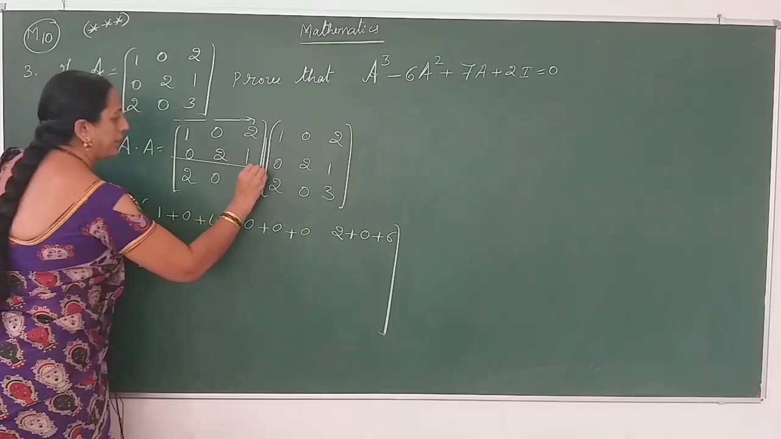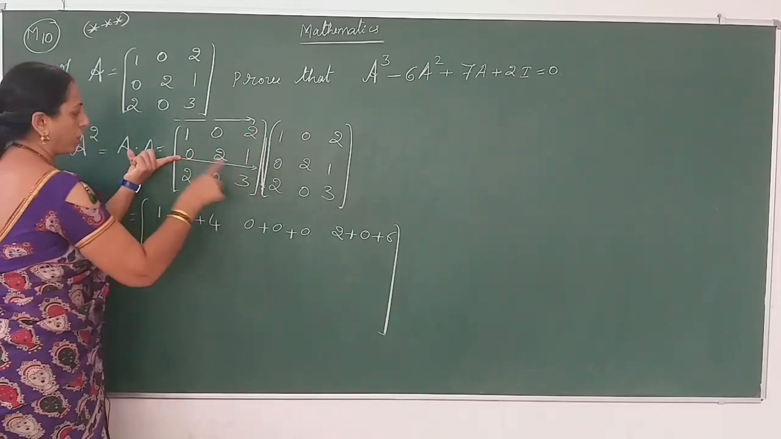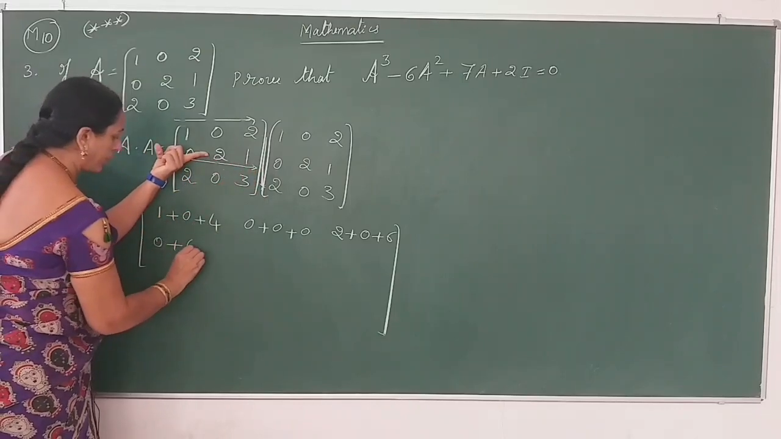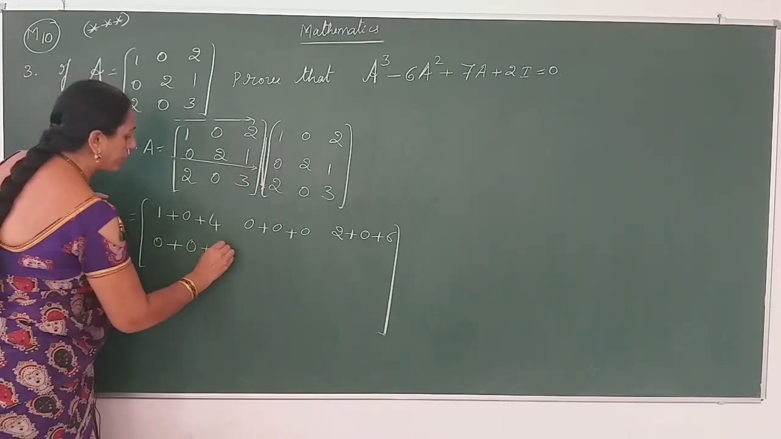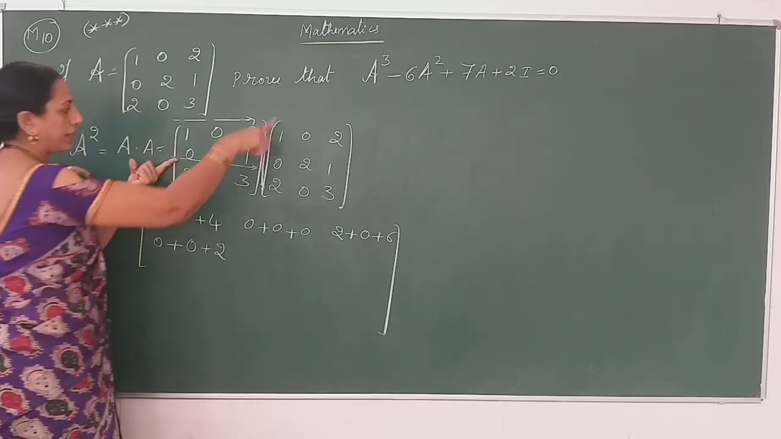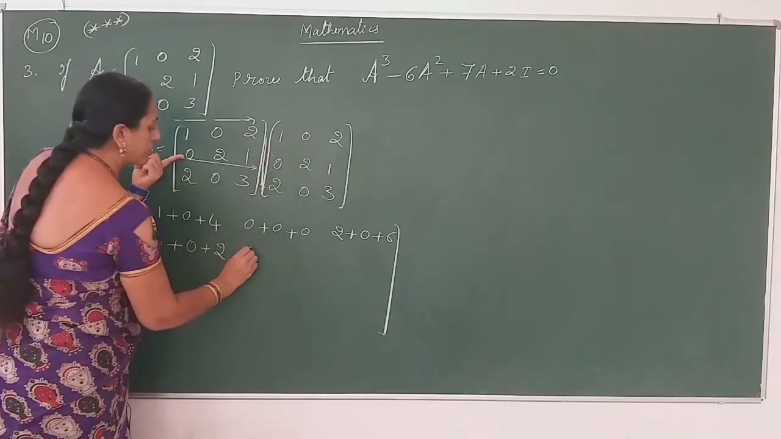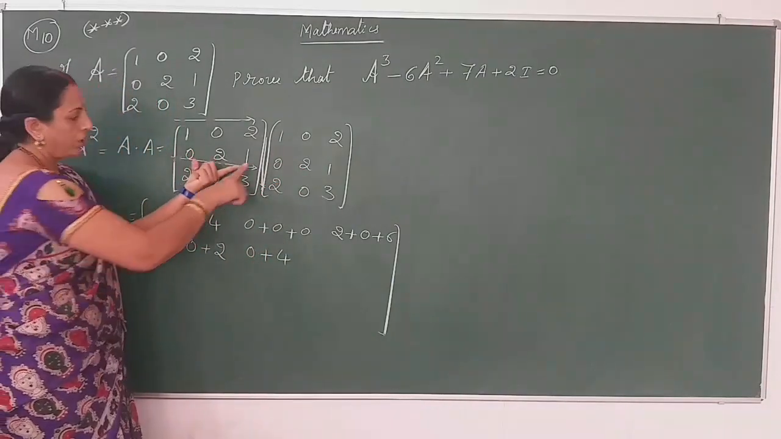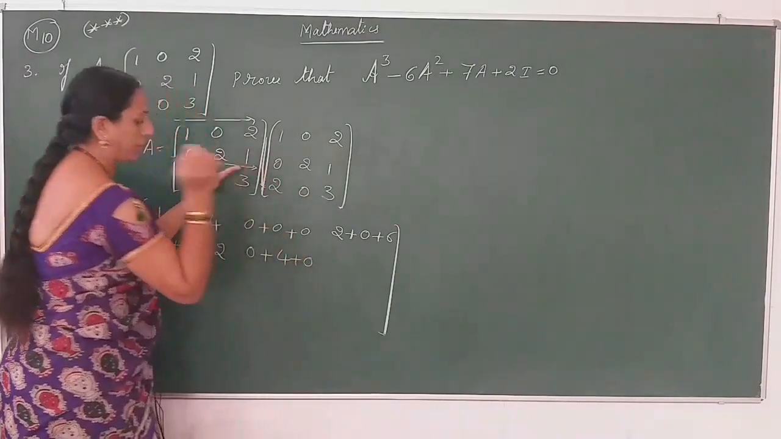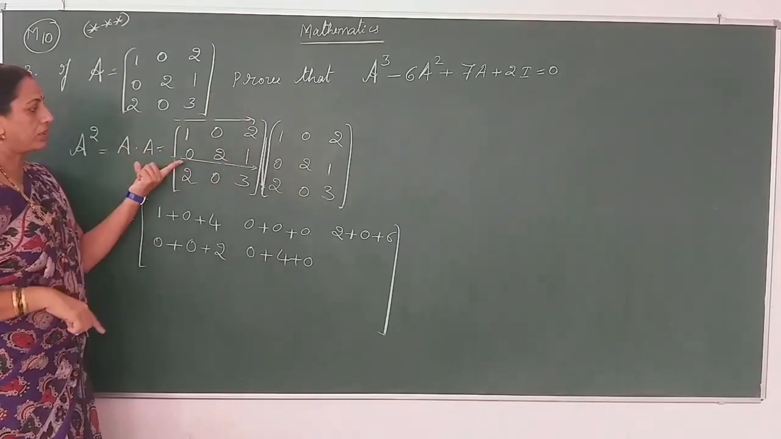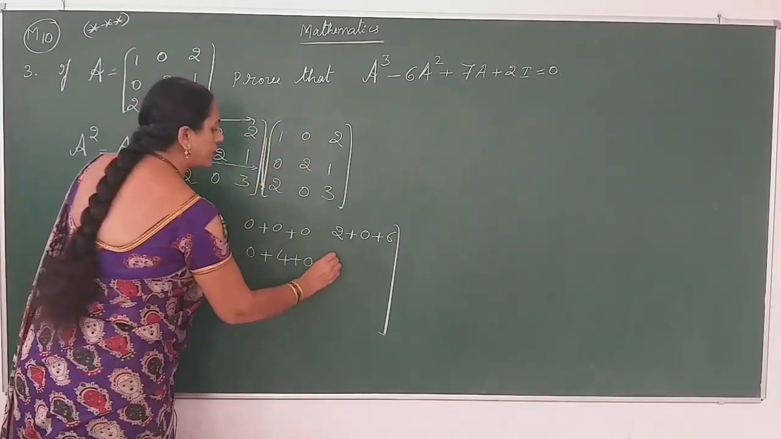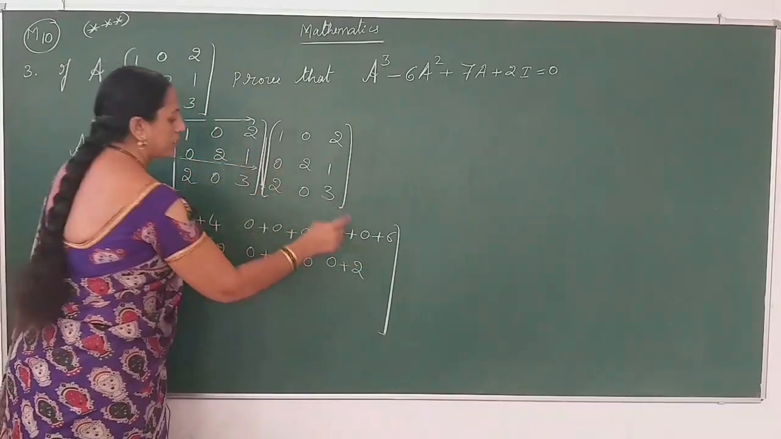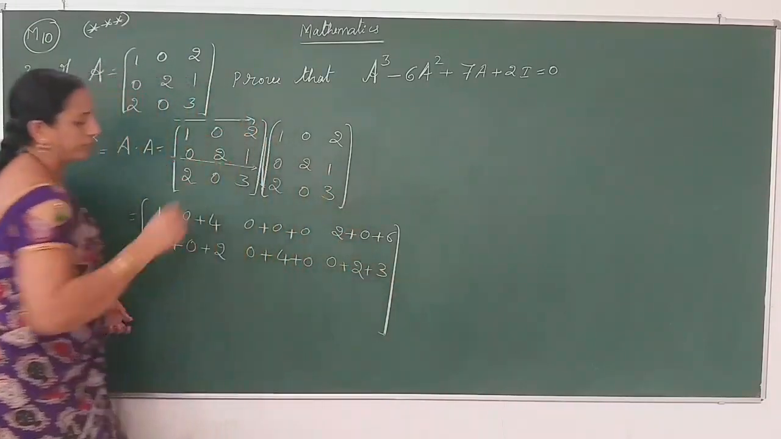Similarly, second row, first column: 0 into 1 is 0, 2 into 0 is 0, 1 into 2 is 2. Second row, second column: 0 into 0 is 0, 2 into 2 is 4, 1 into 0 is 0. Second row, third column: 0 into 2 is 0, 2 into 1 is 2, plus 1 into 3 is 3.